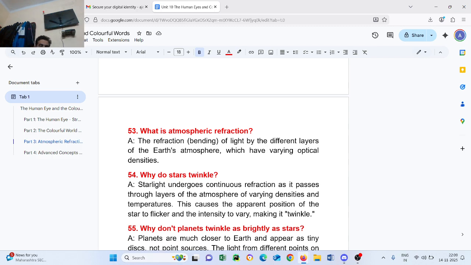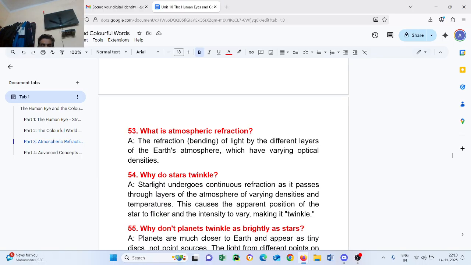Question number 54. Why do stars twinkle? Light undergoes continuous refraction as it passes through layers of atmosphere of varying density and temperature. This causes the apparent position of the star to flicker and the intensity to vary, making it twinkle.